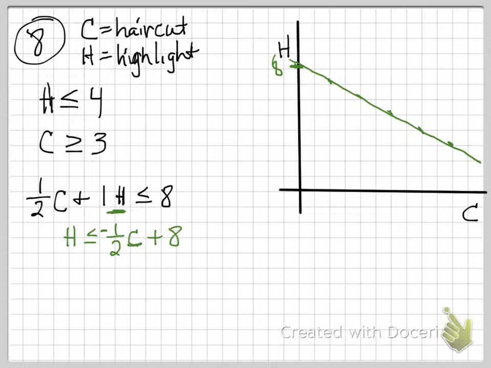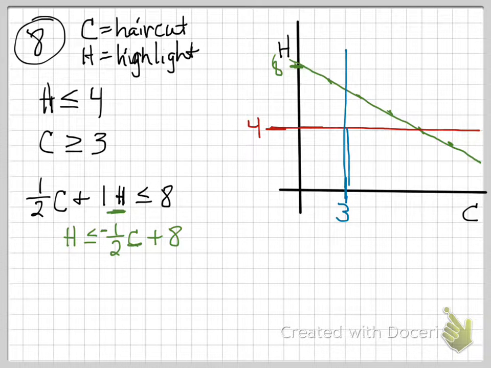Now let's go back and plot the other ones. So haircuts had to be less than 4. Is that right? Less than 4? So haircuts was on the y-axis. So I'm going to come across and do a line at 4. That was highlights. Highlights was less than 4. Haircuts was greater than 3. So I'm going to come in and do a vertical line at 3.